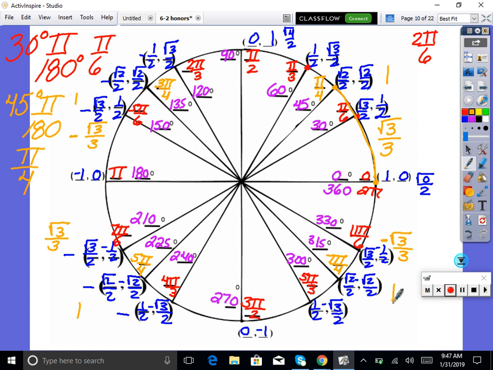And then you'd say, okay, positive, positive is positive 1. Positive, negative is negative 1. Negative, negative is positive 1. And then positive, negative is negative 1.